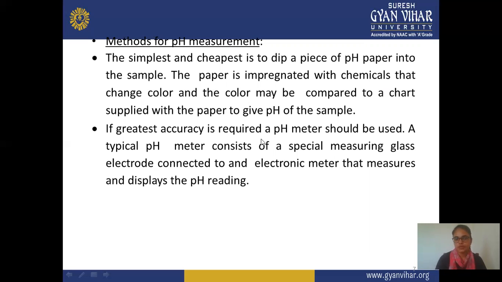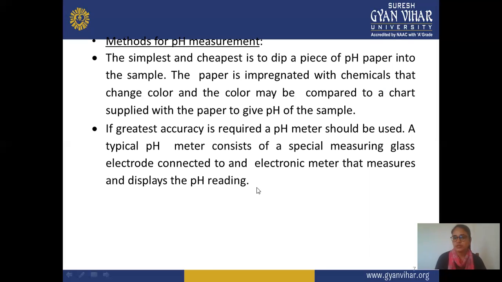Next, when the greatest accuracy is required, a pH meter should be used. The previous pH method is mainly a lab scale method. It gives a good result, but not an accurate result, for example in decimals like 7.2. It just gives a range according to that particular color. So if you require more accuracy, or the exact pH result, then in this condition you use a pH meter for the pH measurement.